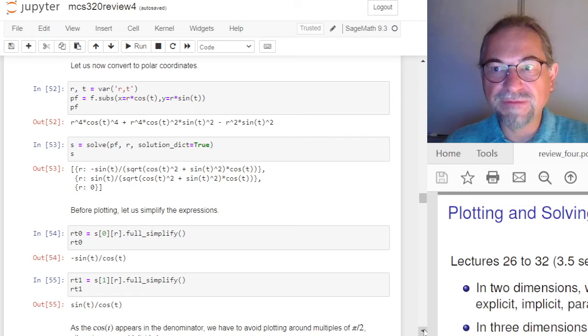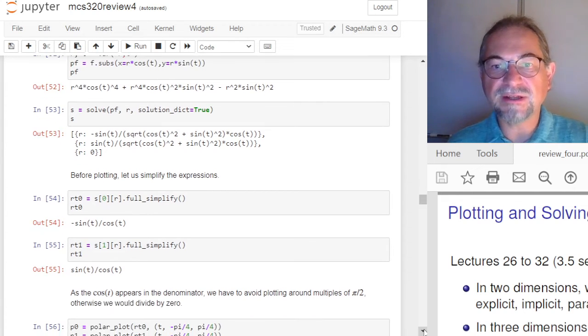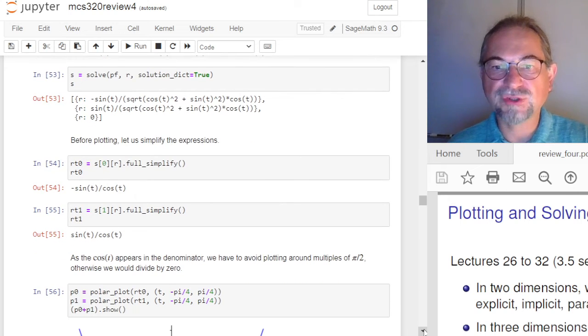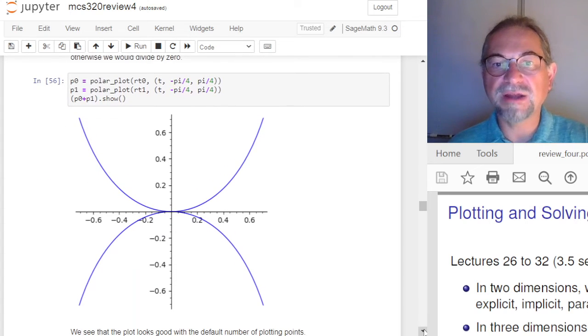And this is one of these review problems where I still want to teach something here. You see that the expression has indeed simplified, but now we have the cosine in the denominator. And we have to decide on the range for t. So note that the cosine, which is also in the other curve, becomes 0 at multiples of pi over 2. So exclude pi over 2. And here I picked the range minus pi over 4, pi over 4.